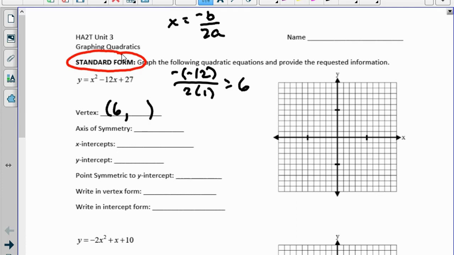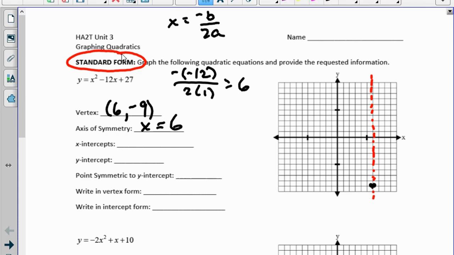Then we substitute that back in for y. So 36 minus 72 gives us negative 36, plus 27 gives us negative 9. So our vertex is at 6, negative 9. The axis of symmetry, in parabolas that are y equals x squared plus something x plus something else, is always a vertical line that is located right through the vertex. So that's x equals 6.